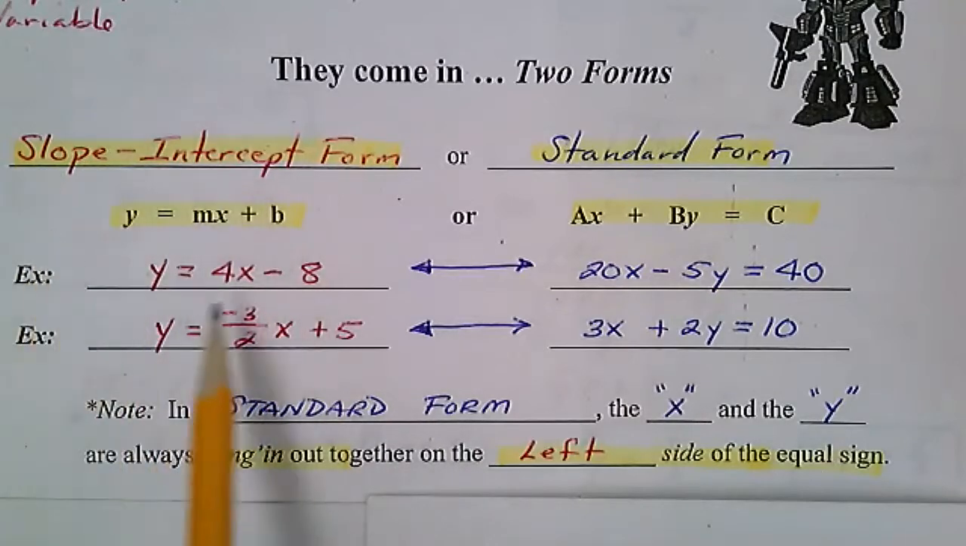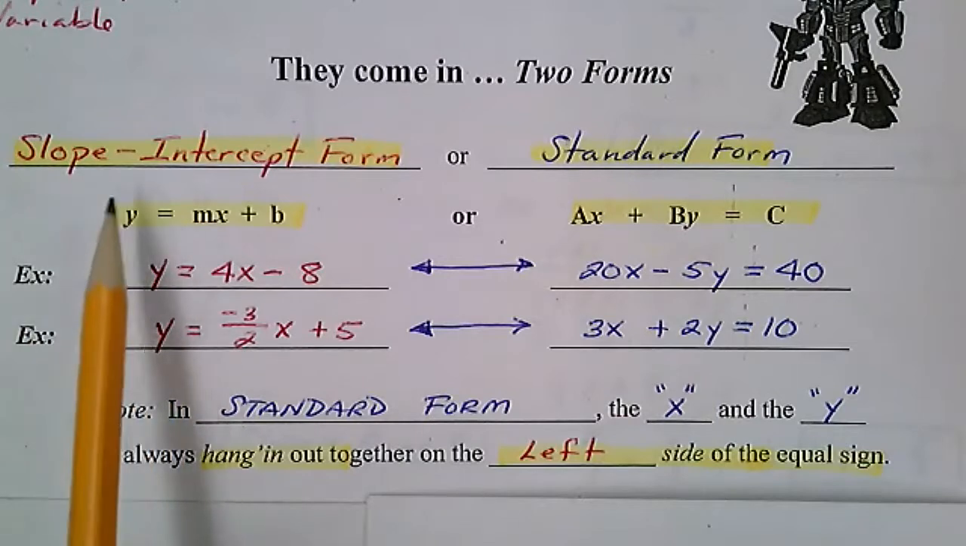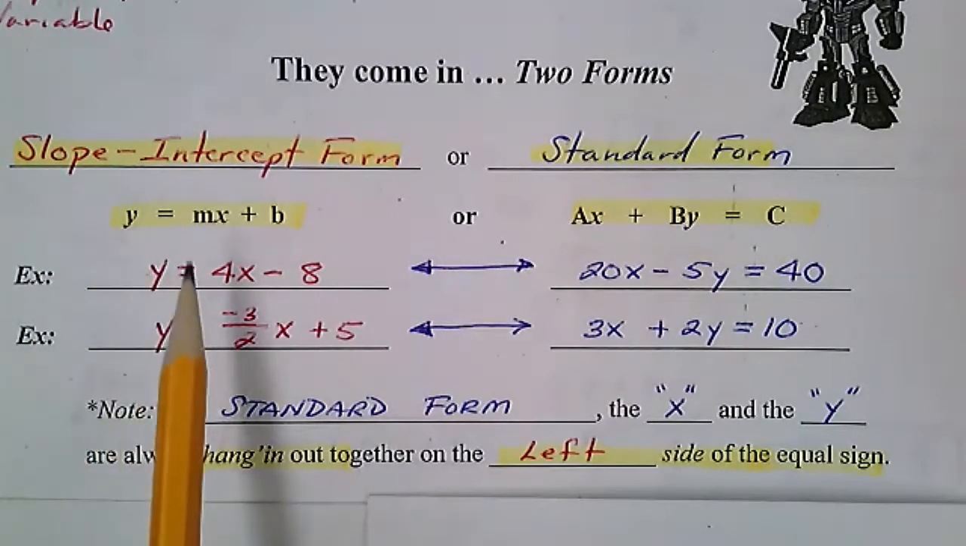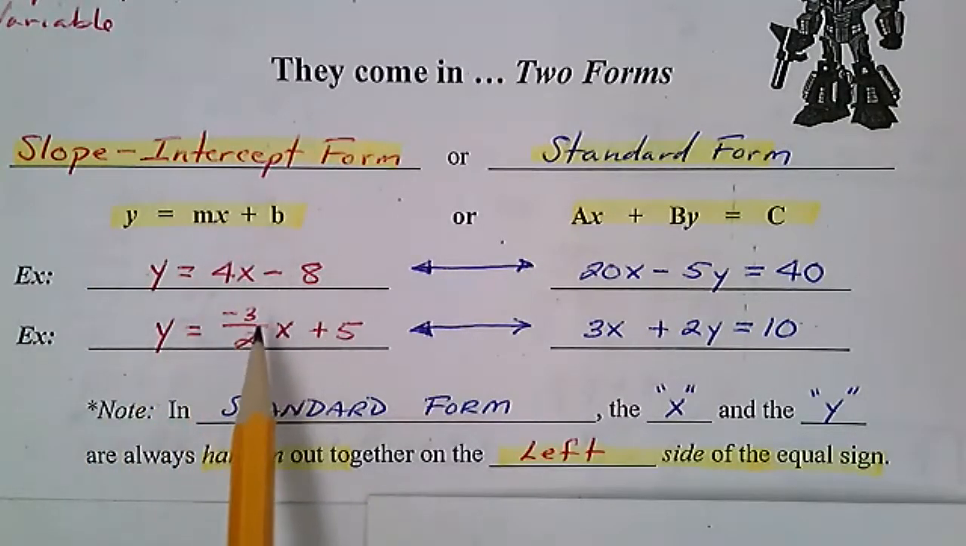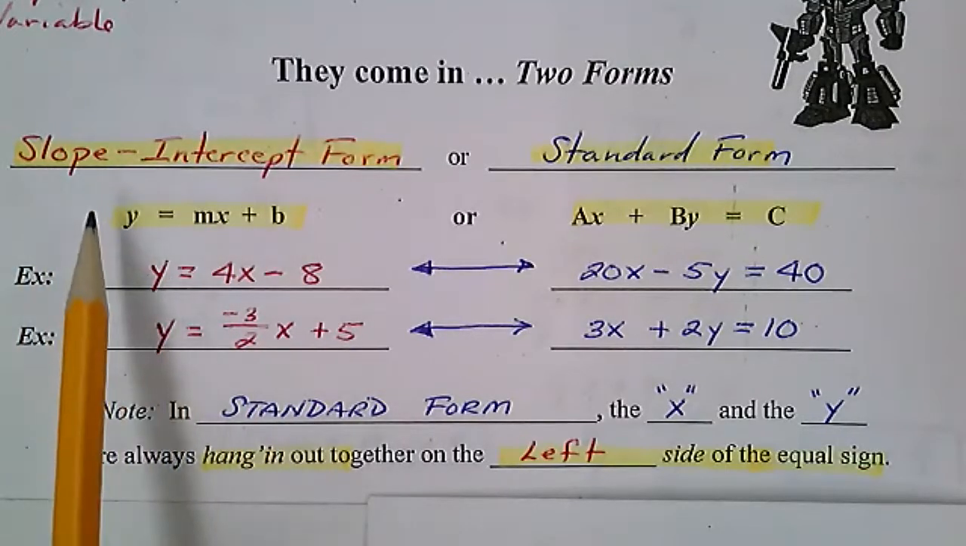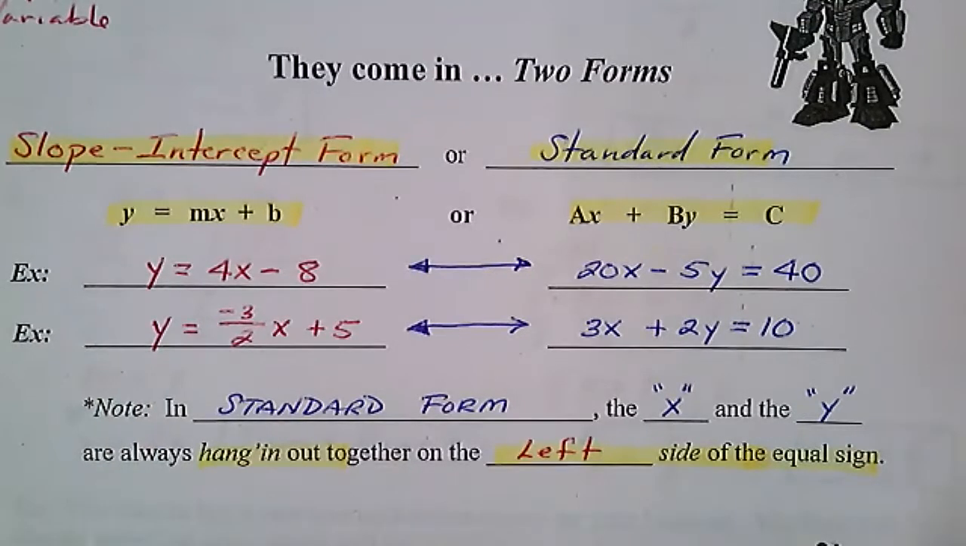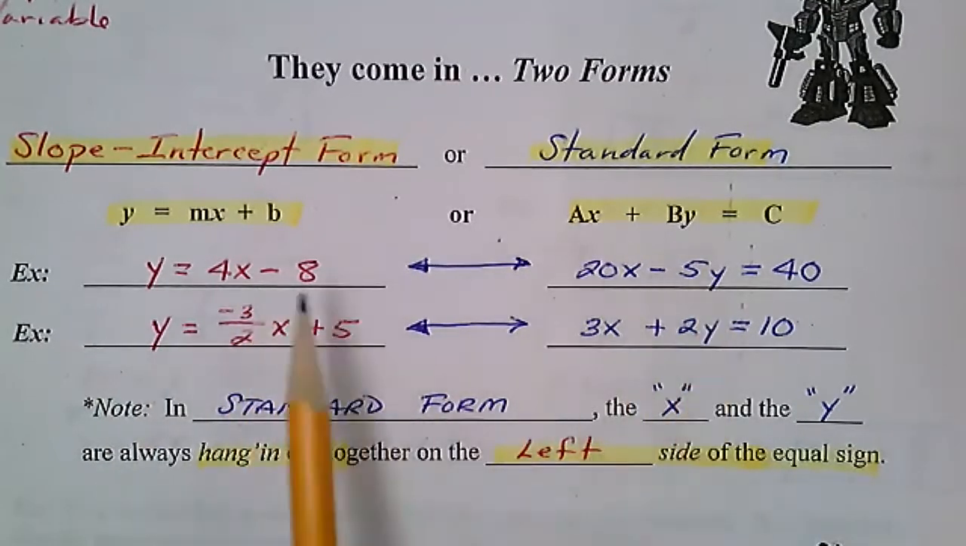In slope-intercept form, if you notice, the y is kicking it by himself. He's hanging over here by himself, getting a little alone time. The x is over on this side. So in slope-intercept form, the y is relaxing by himself over here. Okay? All right. So that's the difference between those two.